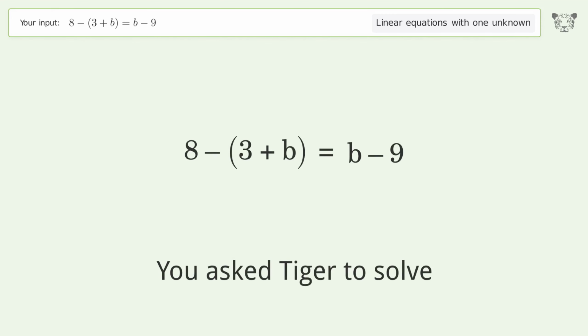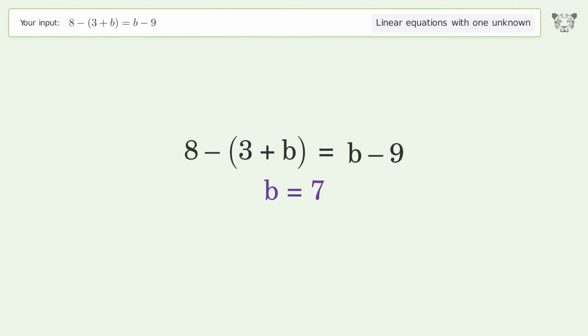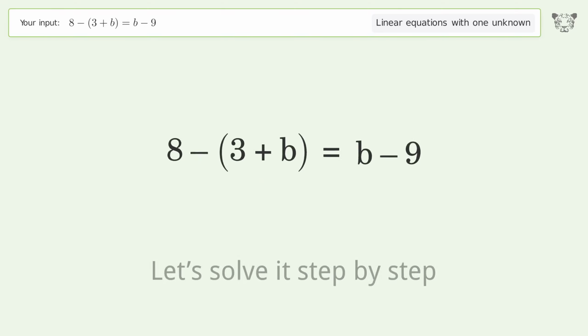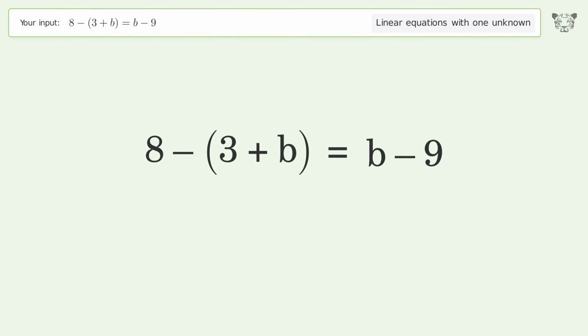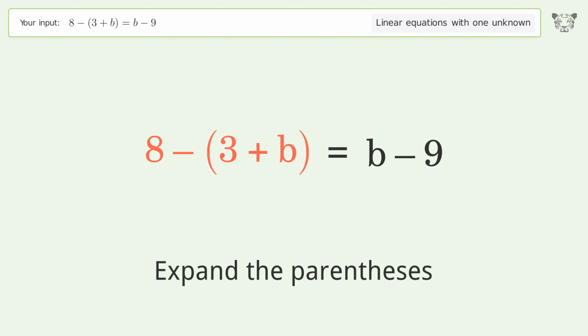You ask Tiger to solve. This deals with linear equations with one unknown. The final result is b equals 7. Let's solve it step by step. Simplify the expression. Expand the parentheses.